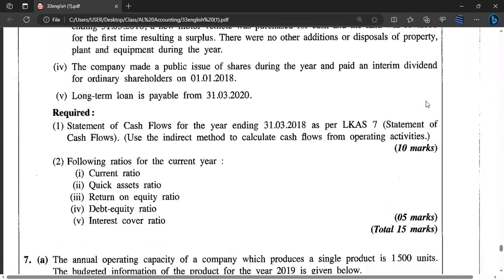The requirement here is to prepare a statement of cash flows for the year ending 31st March 2018 as per LKAS 7 Statement of Cash Flows. They are asking you to use the indirect method to calculate cash flows from operating activities, 10 marks, right?